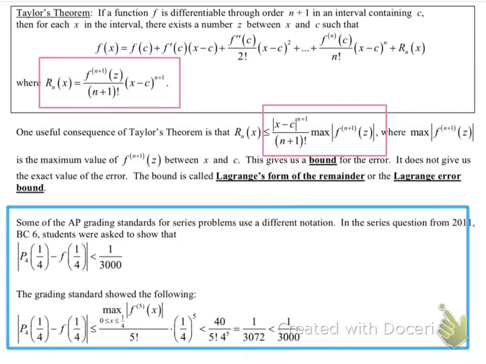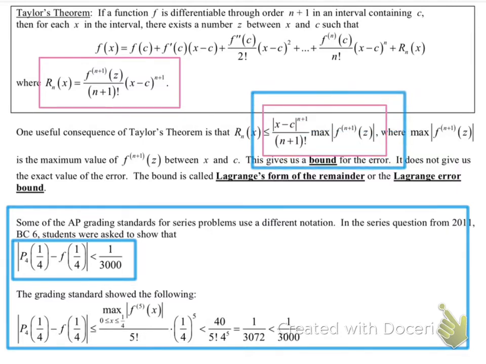In the question from 2011, students were asked to demonstrate that the Taylor series at 1/4 minus the function's value at 1/4, the difference between the two of them, is less than 1/3000. So, in order to do that, the students had to apply this Lagrange error bound and show that that value was less than 1/3000.